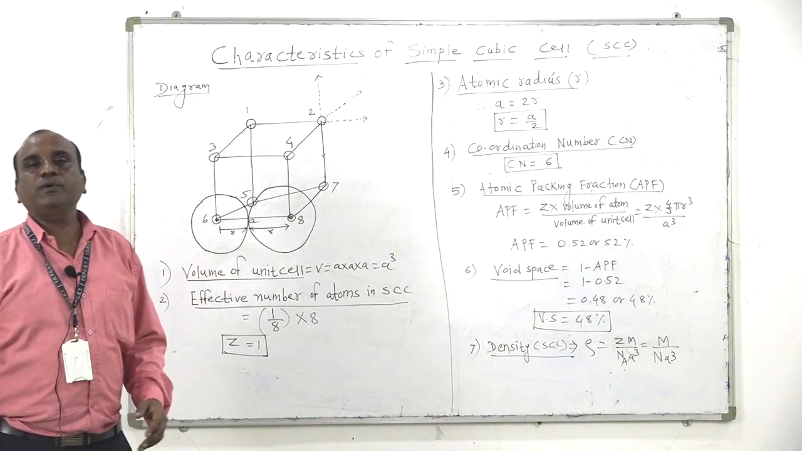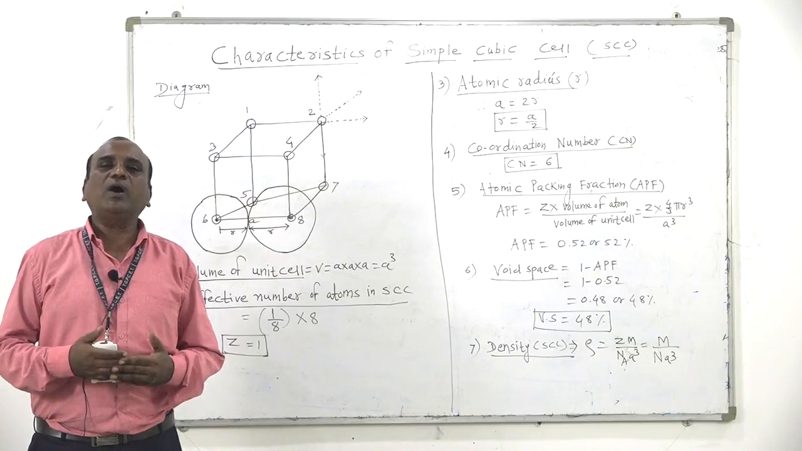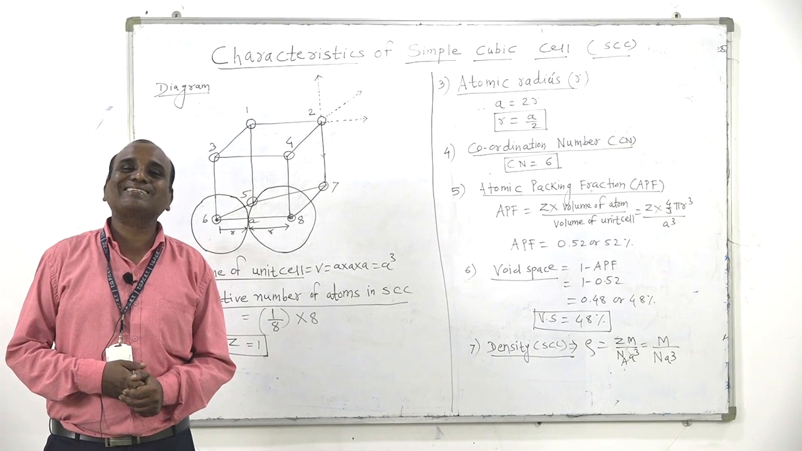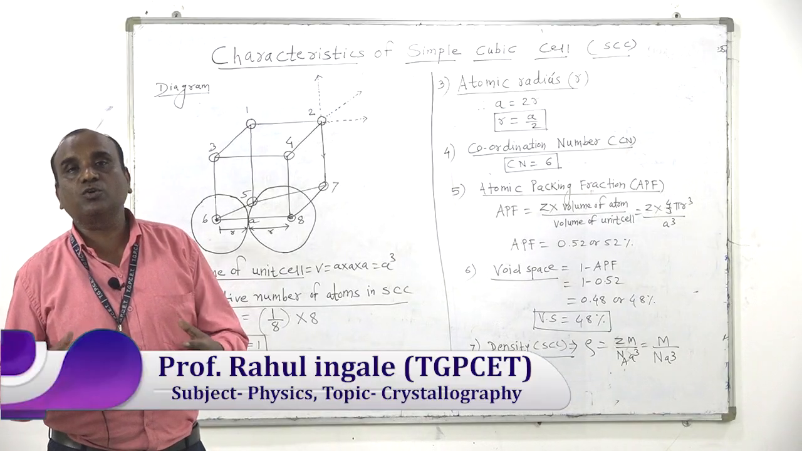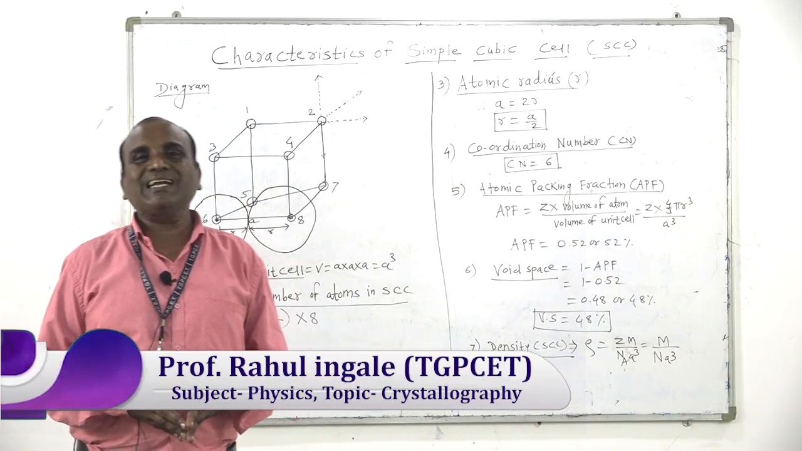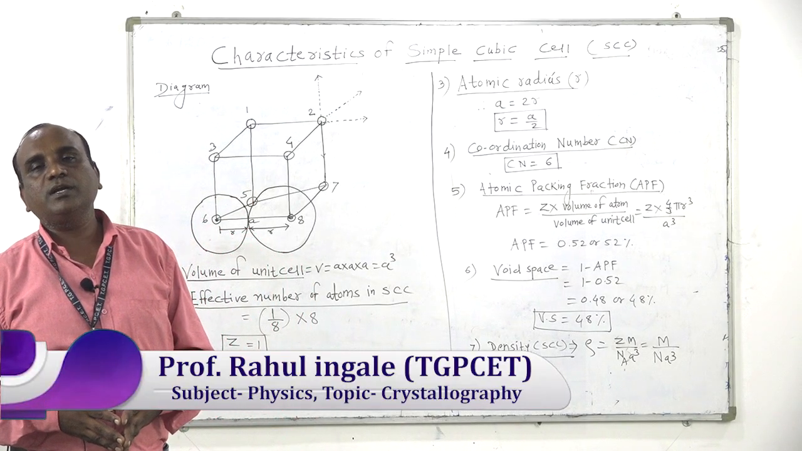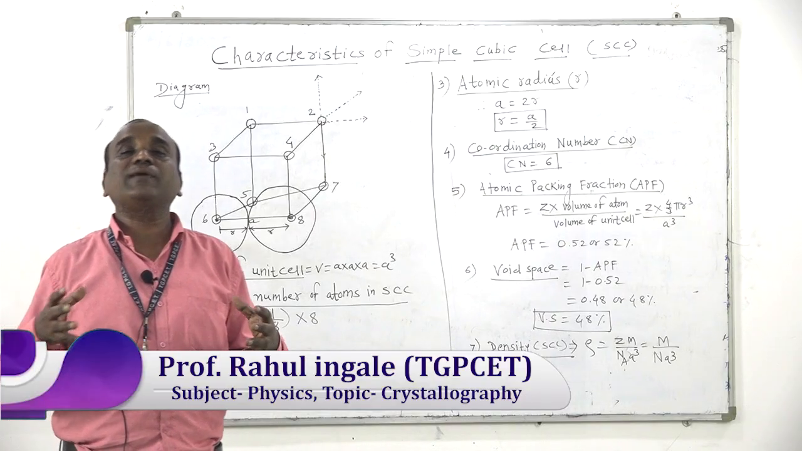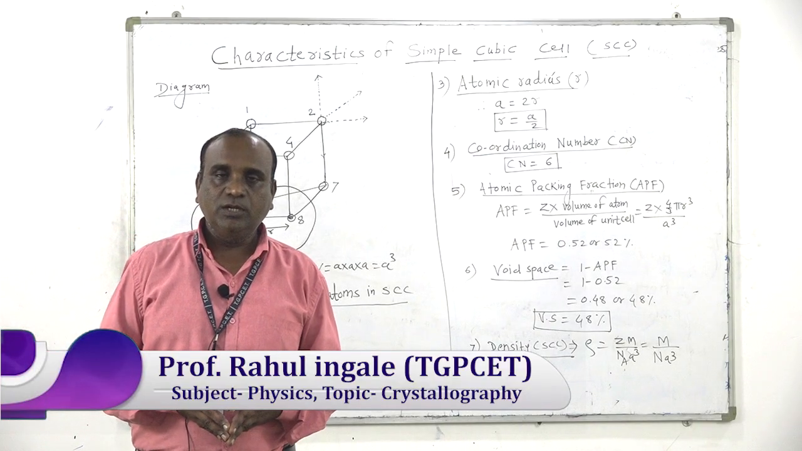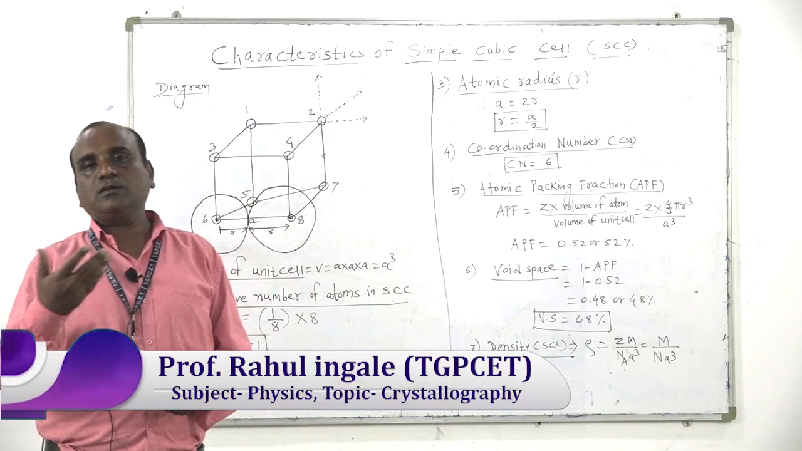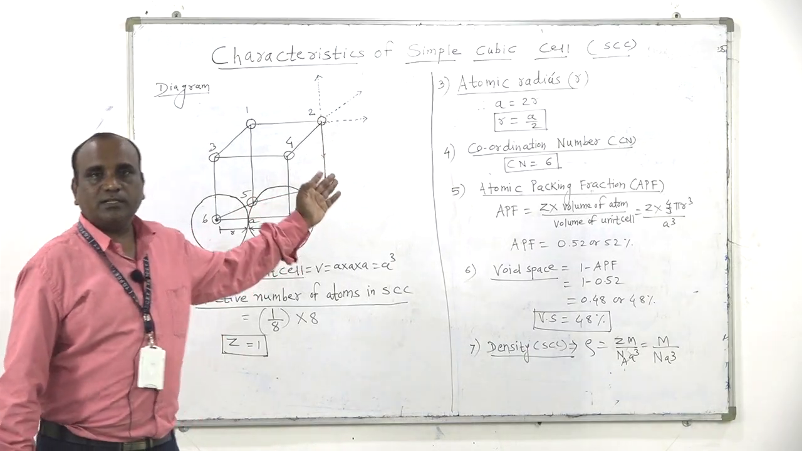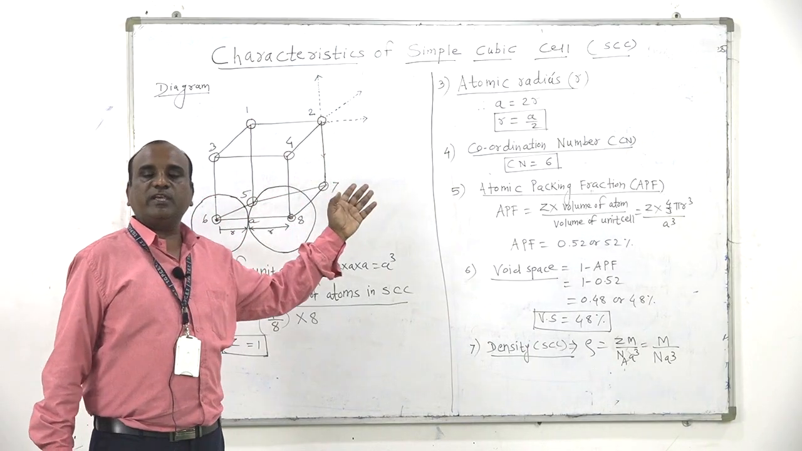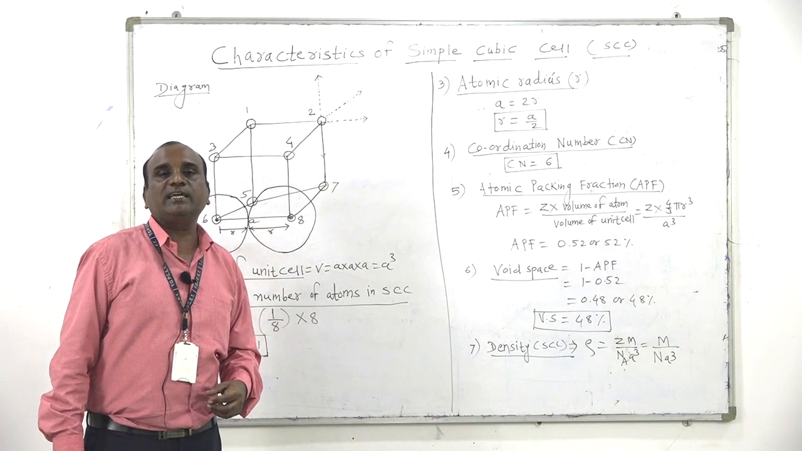Students, before the study of simple cubic cell, we should know why we are studying the characteristics of simple cubic cell. It is related to crystallography. And you know that crystallography is nothing but the study of different types of structure of solid. So basically, solids are crystalline and non-crystalline. Here we are studying the characteristics of simple cubic cell. It is related to the crystalline solid.